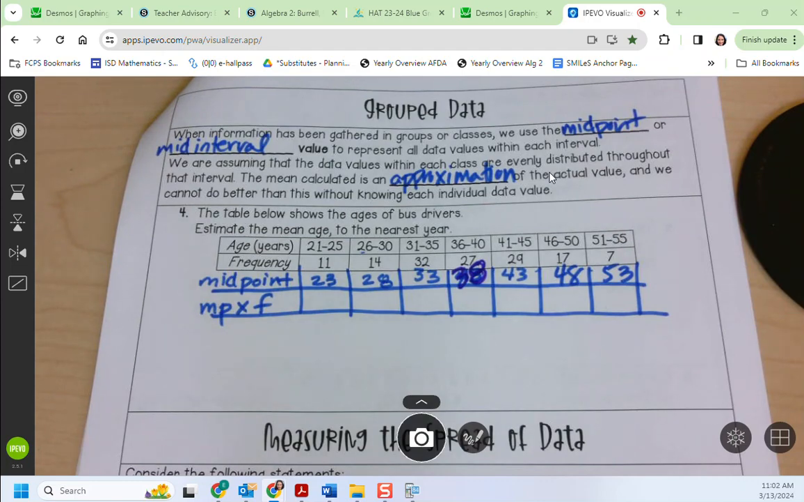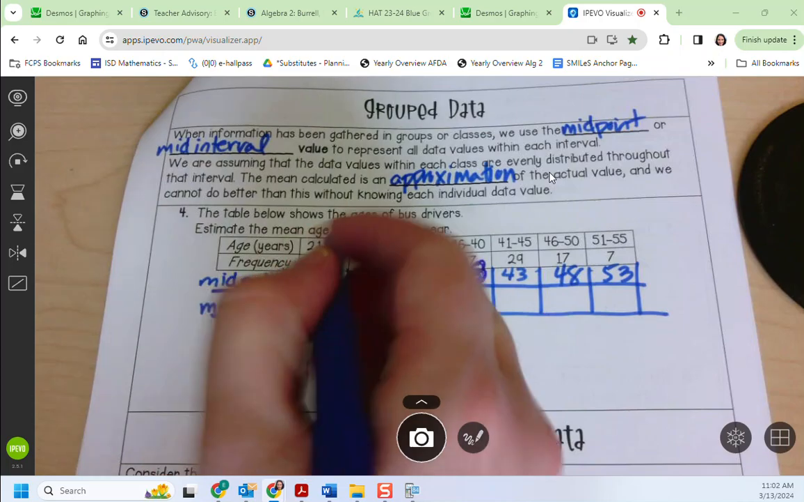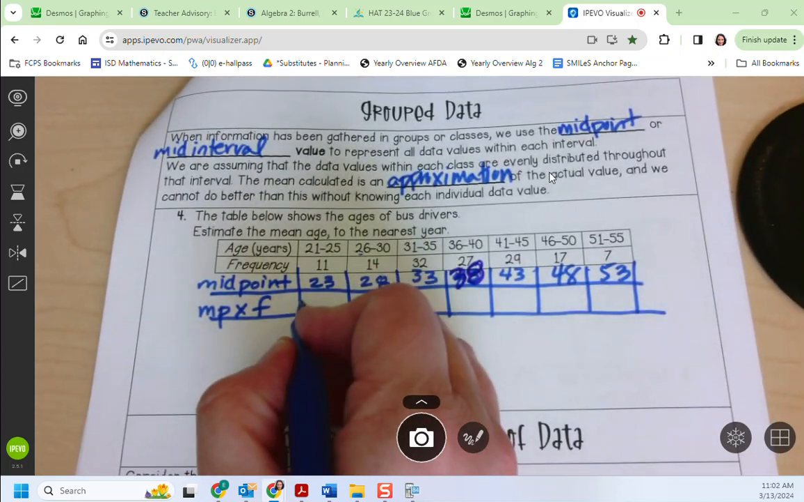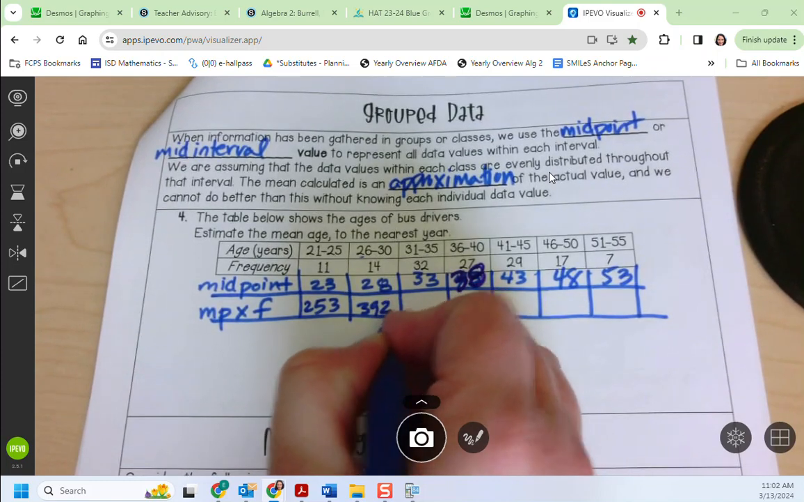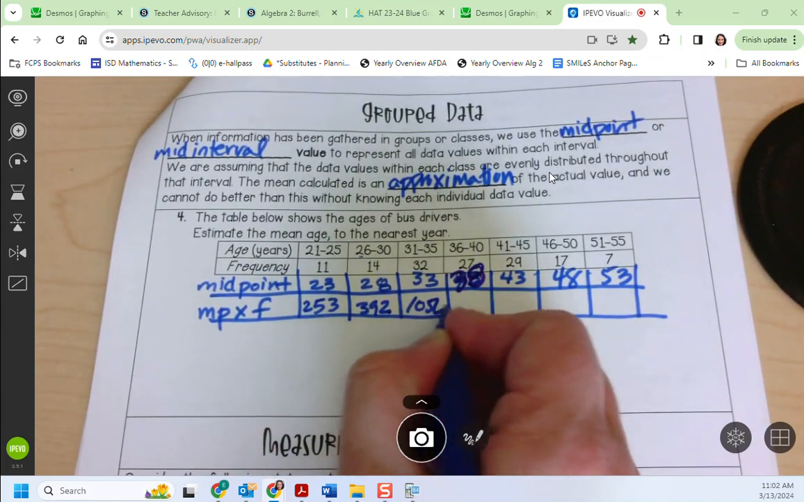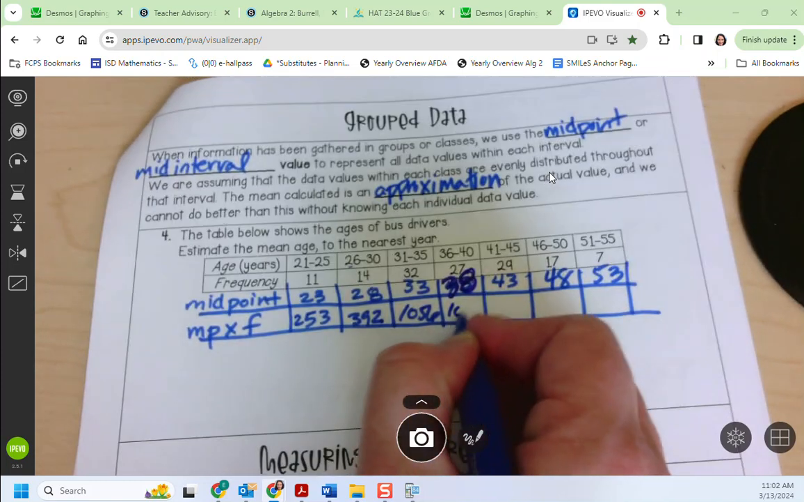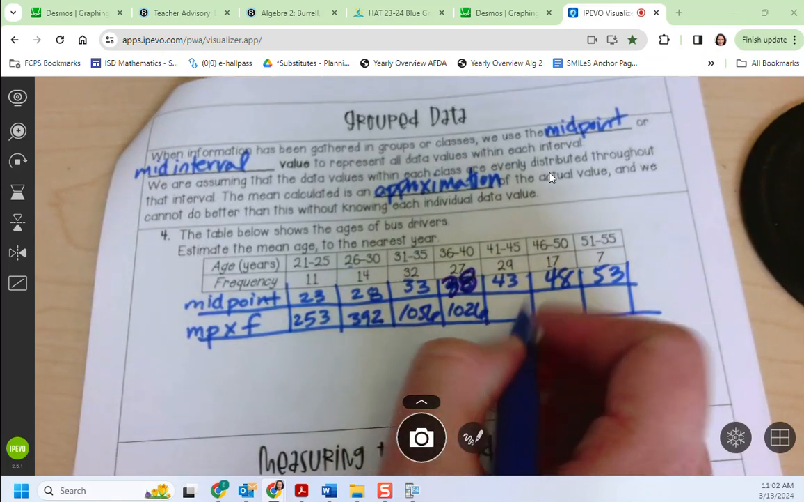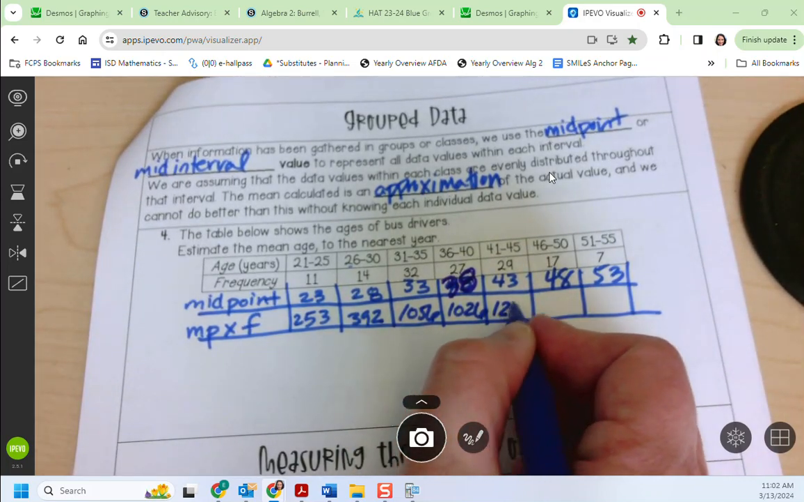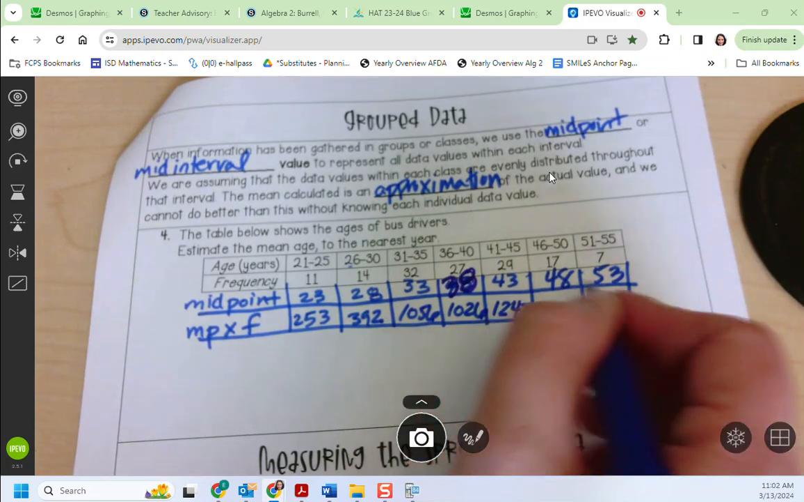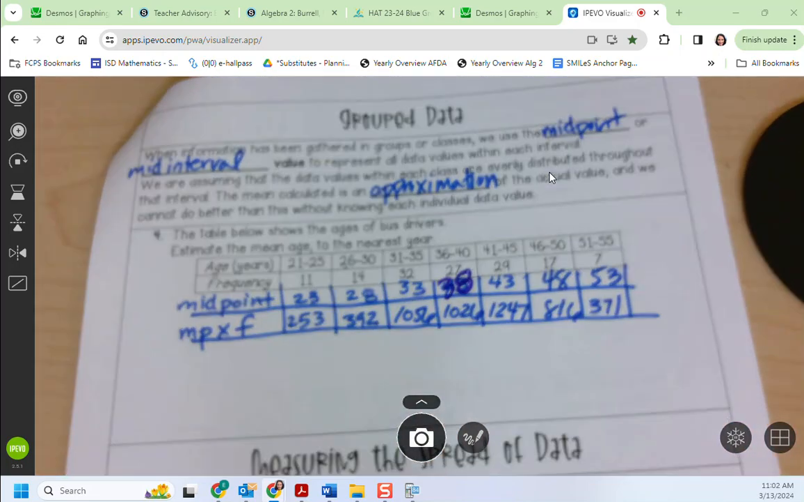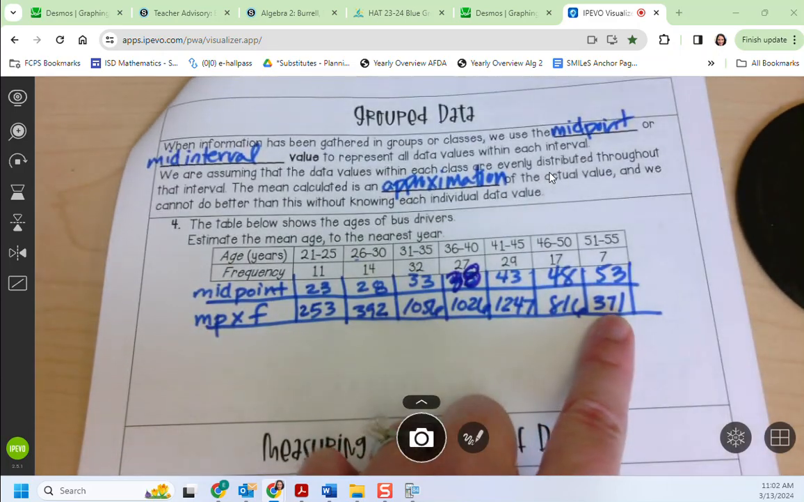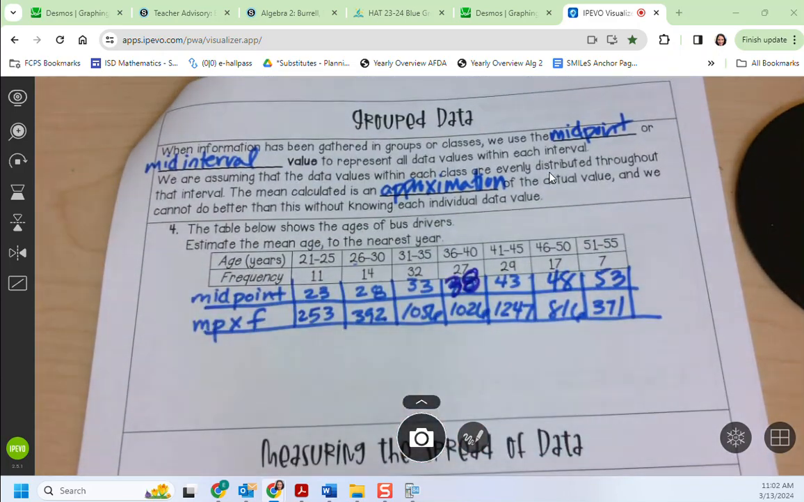All right. So you should have gotten these already. I got 253, 392, 1,056, 1,026, 1,247, 816, and 371. What numbers did I multiply to get 371? 53 and 7. Very good. Okay.